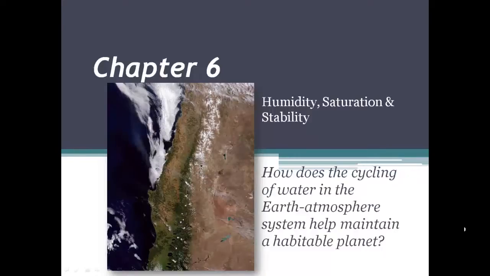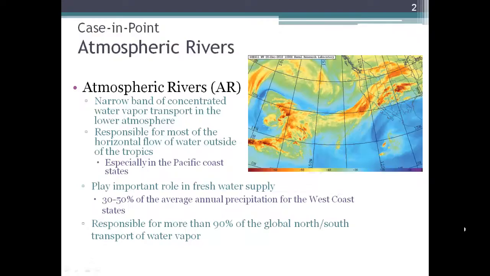Chapter 6 is about humidity, saturation, and atmospheric stability. Our driving question is, how does the cycling of water in the Earth-atmosphere system help maintain a habitable planet?